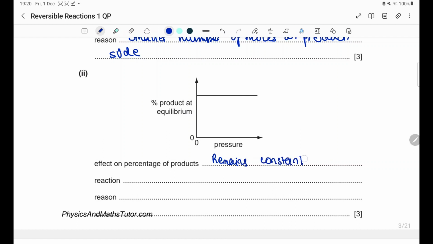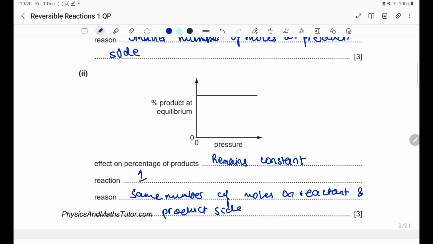It remains constant. All horizontal lines in graphs mean constant. Reaction 1. And the reason is the same number of moles on the reactant and product side. You could also write same over here.